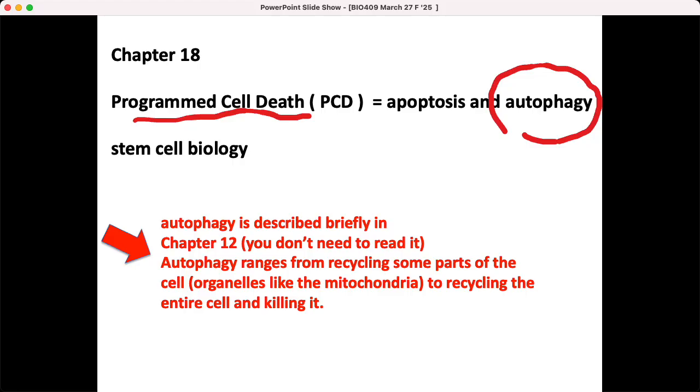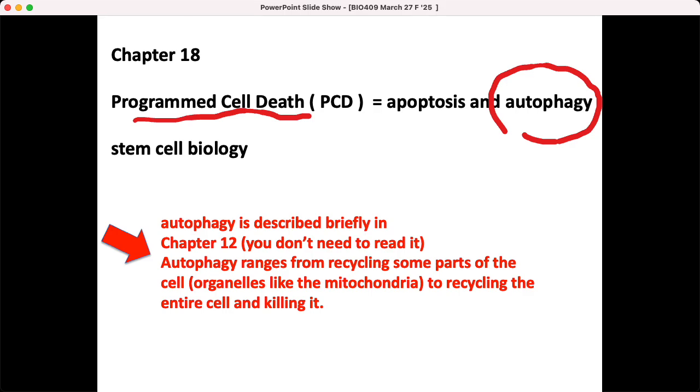All right, so chapter 18, program cell death. Why do people call it program cell death? PCD, because there are 2 very different, very important mechanisms in cells, eukaryotic cells, for program cell death, PCD. We're going to talk primarily about apoptosis. Apoptosis is what's going to happen in that CAR T cell therapy. The CAR T cell is going to kill itself. And so we'll talk a lot about that.